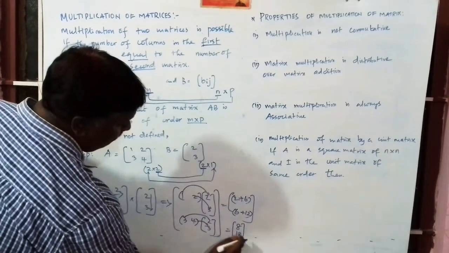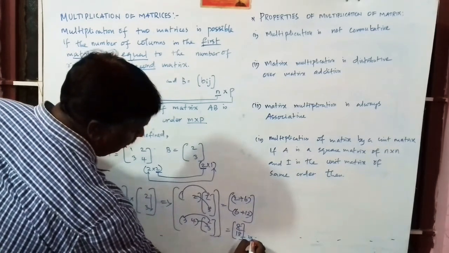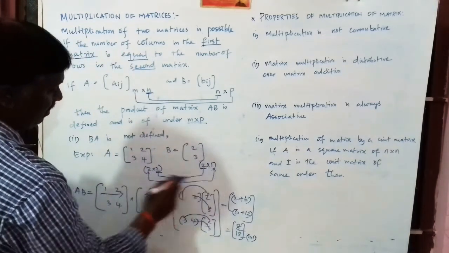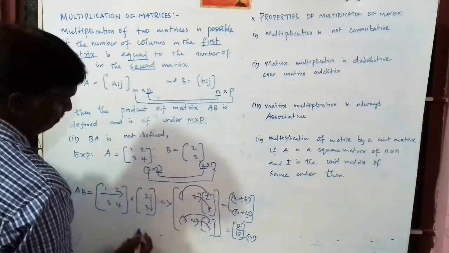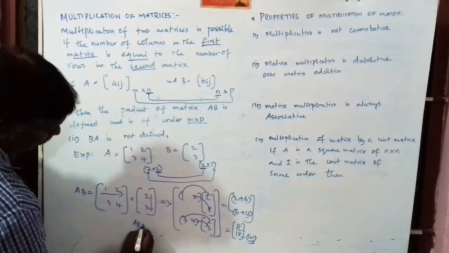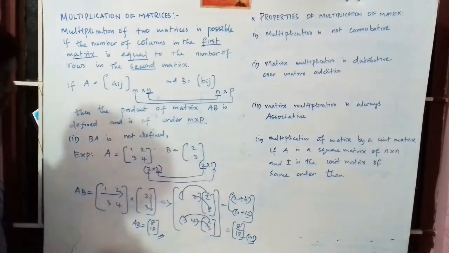Now check the order of the given matrices. 2 rows and 1 column. Check the resulting order of AB. The resulting order is 2 into 1. So this is called AB. Therefore AB equals 8, 18. This is the AB value.